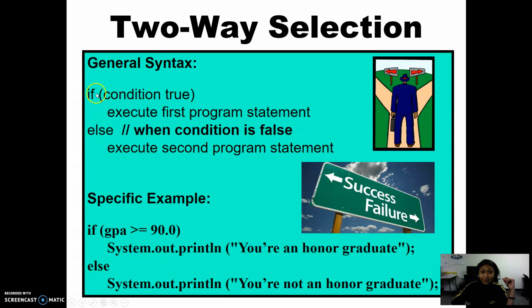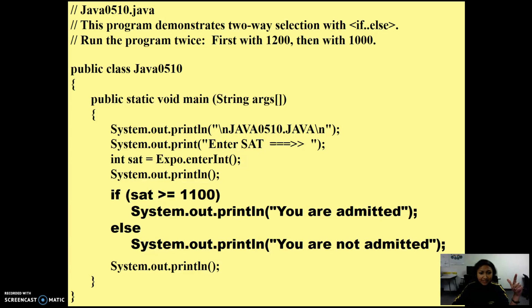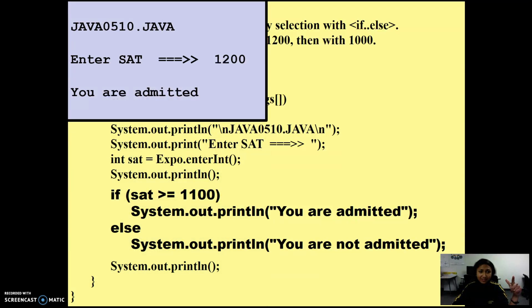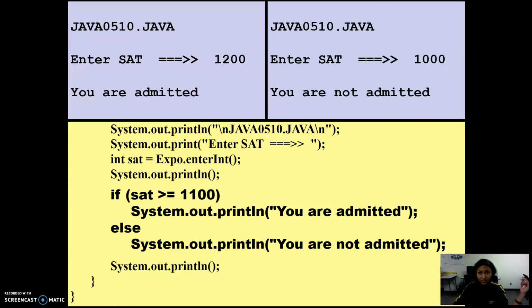And this is what a general template would look like. If condition, do something; else, when this condition is false, it will go over here. Like here, if GPA is greater than 90, System.out.println you're an honors graduate, else System.out.println you're not an honors graduate. This is another example: imagine the user had an SAT score of 1200, which is greater than 1100, you are admitted. And if your SAT score is below that, you are not admitted.